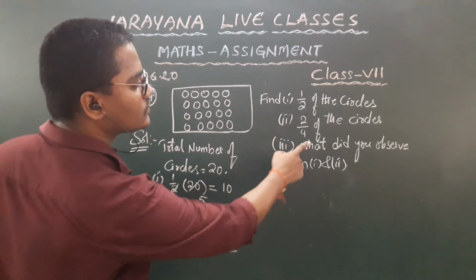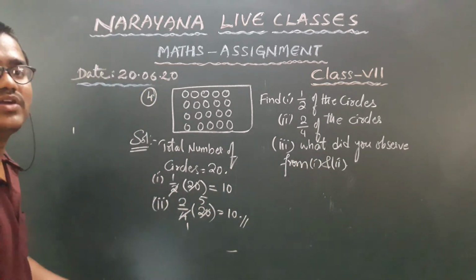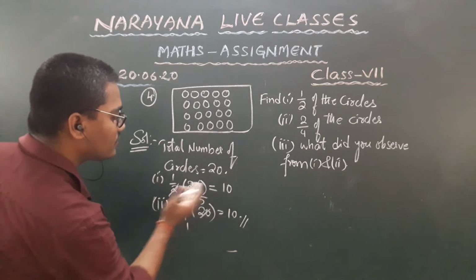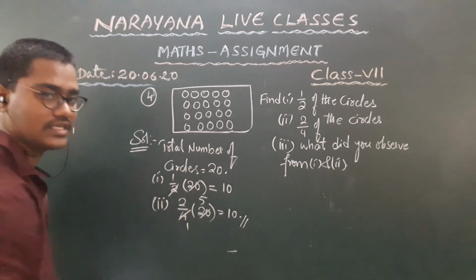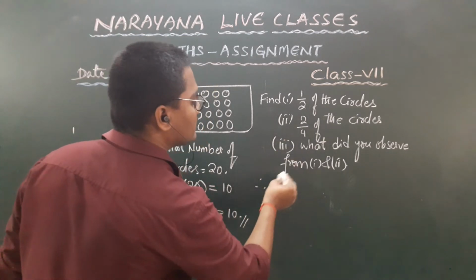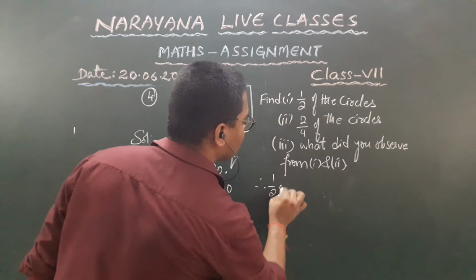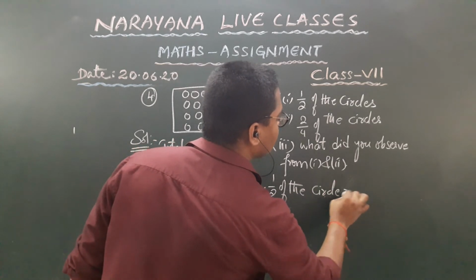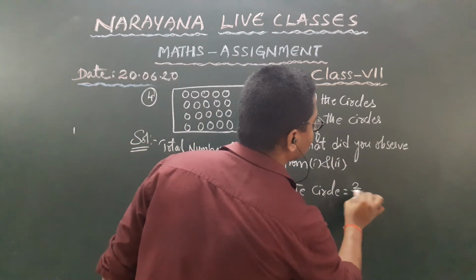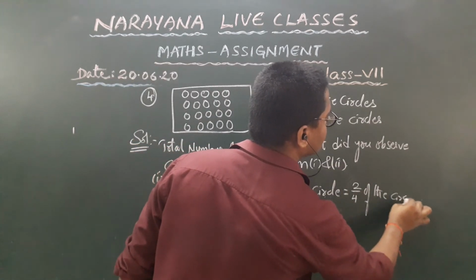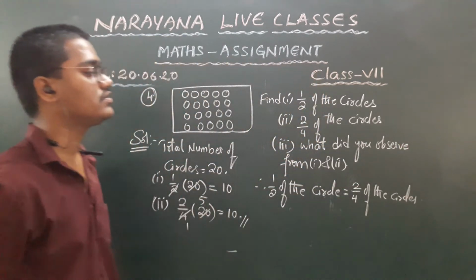Now the third question is, what did you observe from 1 and 2? What did you observe, children? The resultant answer will be the same. Did you get the same resultant answer for 1 by 2 of the circles and 2 by 4th of the circles? Yes or no? So that means, therefore, the answer for the third question is that 1 by 2 of the circles is equal to 2 by 4th of the number of circles. Yes, I hope it is clear to everyone.